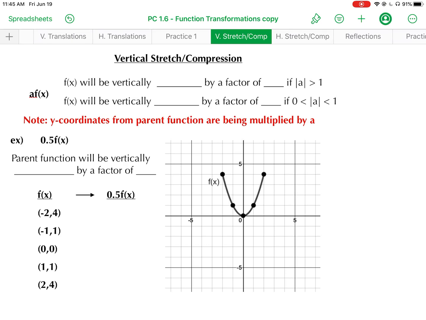So the vertical stretch or compression is going to take place in the scenario where your function f of x is being multiplied by a value of a outside of the function. So a times f of x, okay? And depending on the value of a, that's going to determine what type of vertical effect you have, whether it be a stretch or a compression.